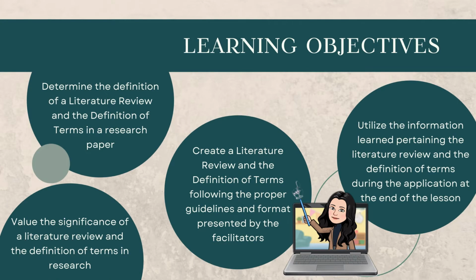And as you can see on my screen, there is a total of four objectives. So first, which is the very forefront and the very intention of my part, is you're going to determine the definition of a literature review and the definition of terms in a research paper. And then we're hoping that you're going to value the significance of a literature review and the definition of terms in research. And then you're going to create a semblance of the literature review and definitional terms following the proper guidelines and format that we have presented.